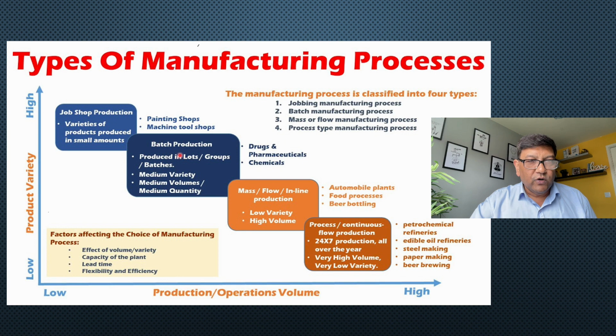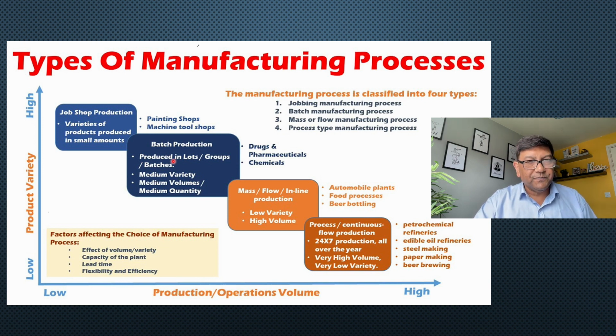Now we are moving towards batch production. When we talk about batch production, we are talking about medium variety, medium volumes, and medium quantities. So the quantities are less, volumes are less, but varieties are increasing in comparison with mass flow inline production and continuous flow production.